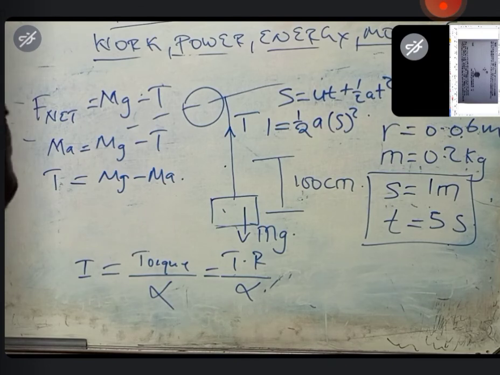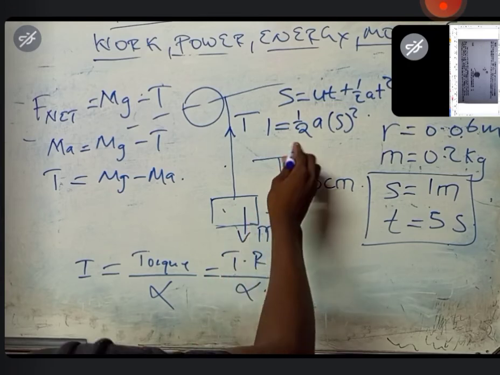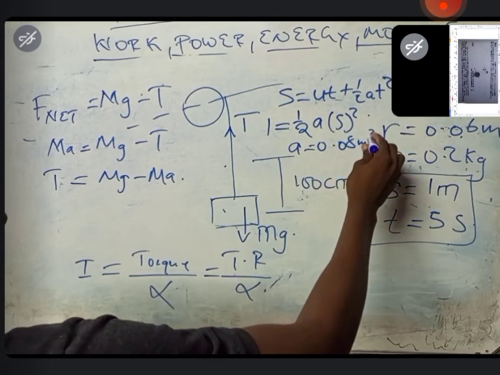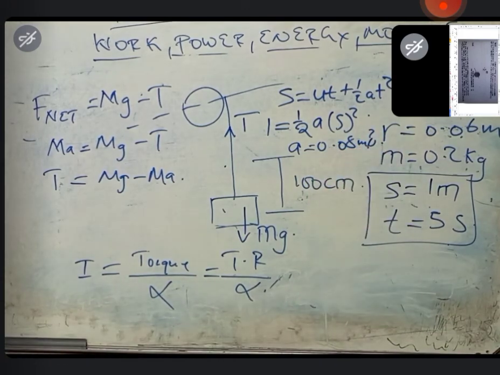So you have 25 divided by 2, 12.5, divide that into 1. So you find that your acceleration is 0.08 meters per second squared. Okay? Is that what you are finding?